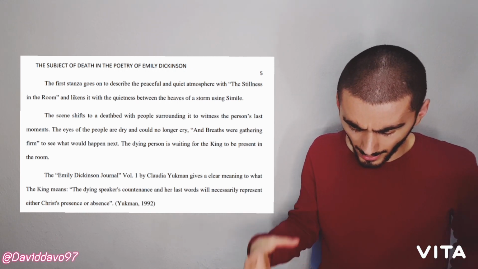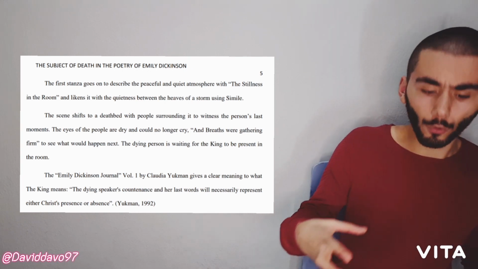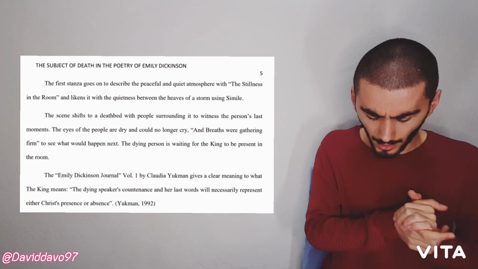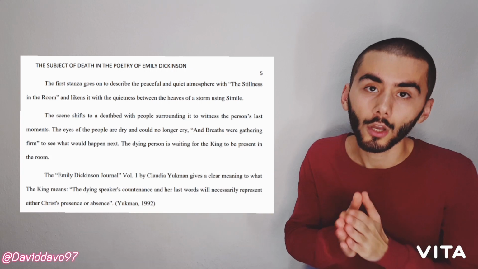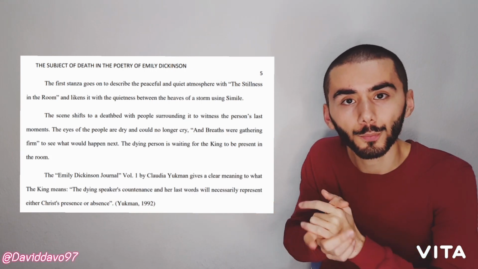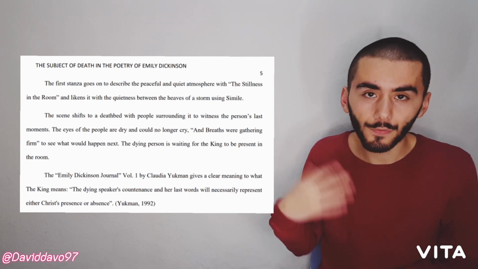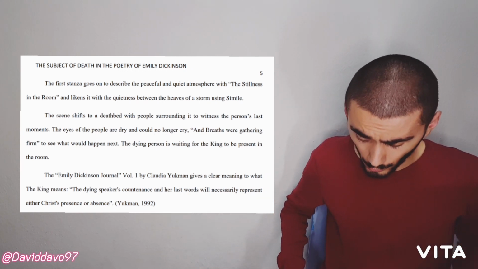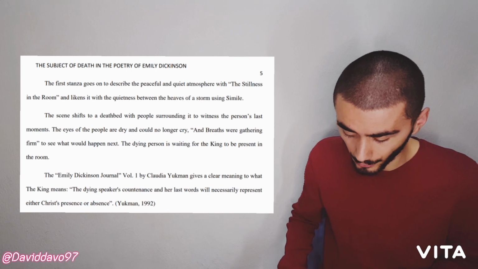Now, this was at the end. And it could also be mentioned simply at the beginning, like Yokman 1992. Or it could be mentioned like Yokman, brackets, and 1992 between the brackets. There are different variations. You just have to see which one fits better.